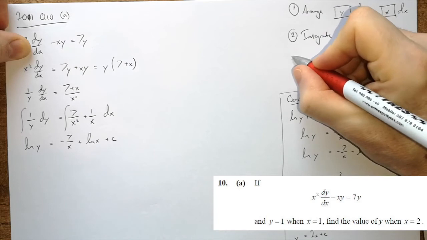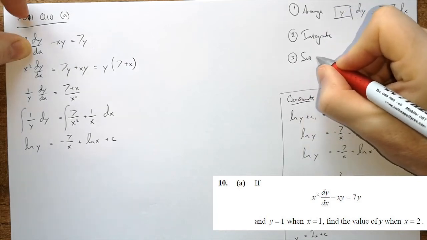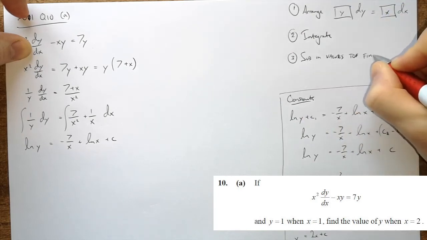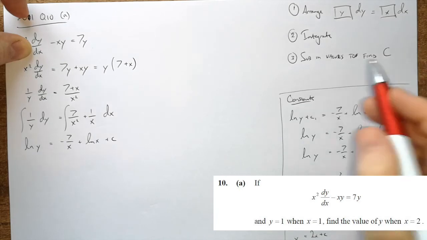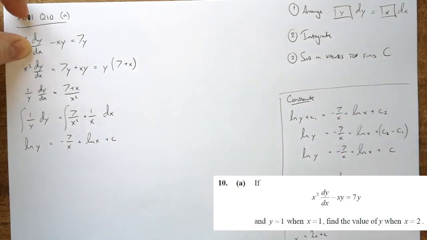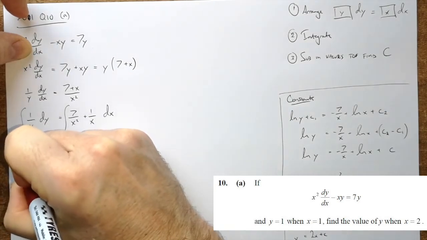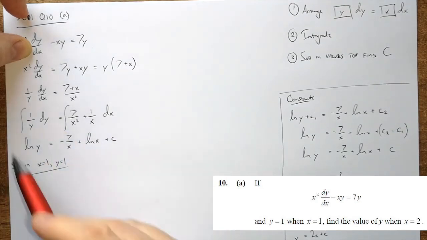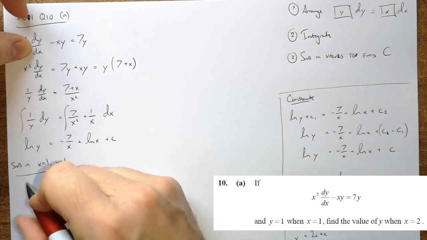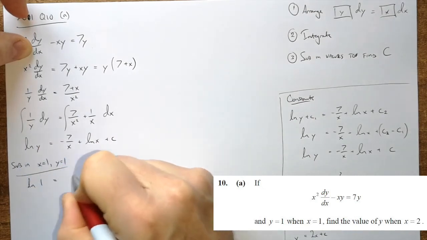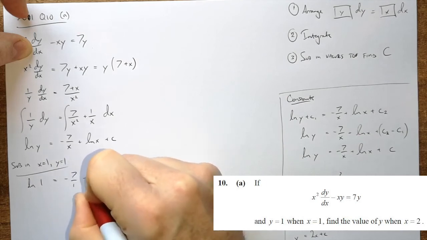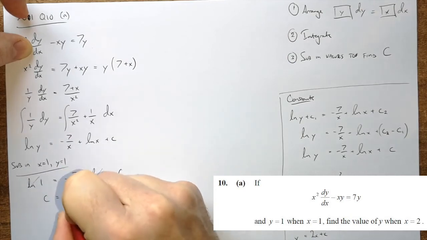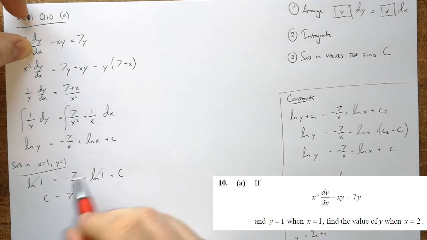Now, step three is sub in the values to find c. We are given various different values, and in this question x is 1 when y is 1. So we sub in at a specific point in our curve, so we can solve for c. Well, this actually is fairly nice to put together, so we end up with ln of 1 equals minus 7 over 1 plus ln of 1 plus c. Those two cancel, and we can see c is equal to 7. Okay, in this case, it's actually quite easy.